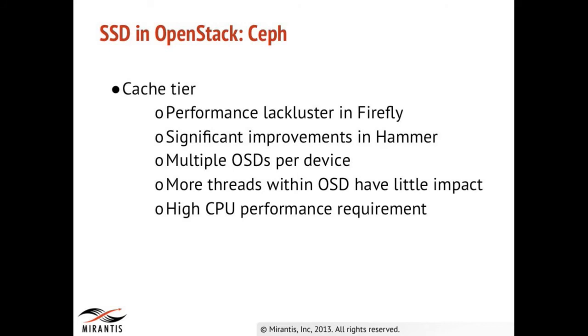So we have done performance testing with a cache tier, and we found one thing, that you want to have multiple OSDs sharing one SSD, because the threading model of the OSD code is not perfect, and you're getting a lot less from tuning the number of threads per OSD than you get from building more OSDs and putting multiple OSDs onto one device. And in a cache tier, you are most likely going to be CPU bound, so plan and budget for high performance CPUs.